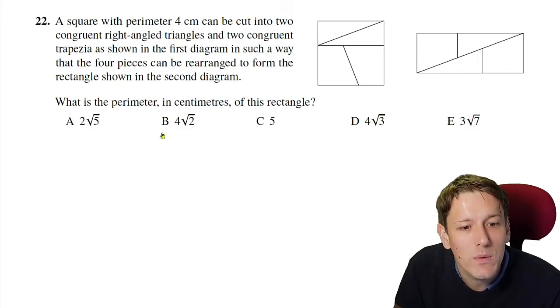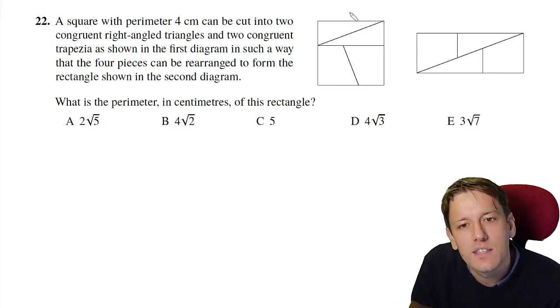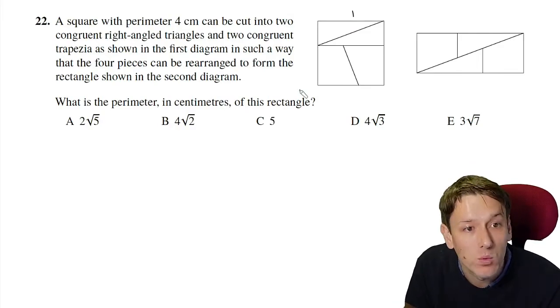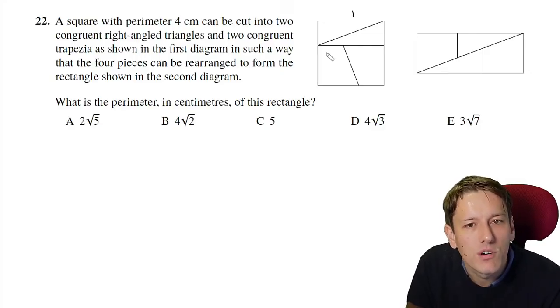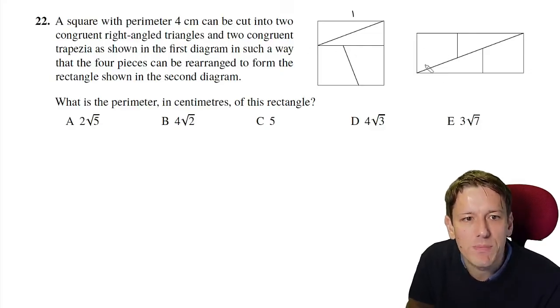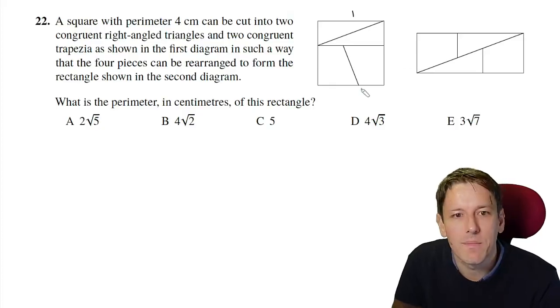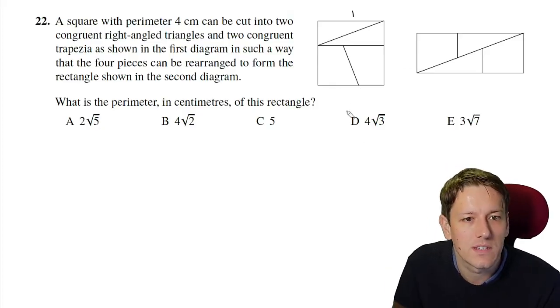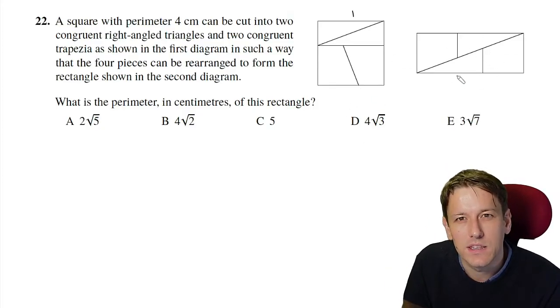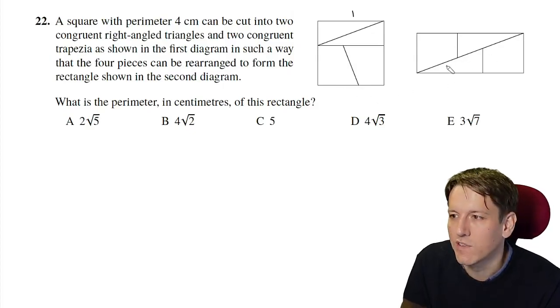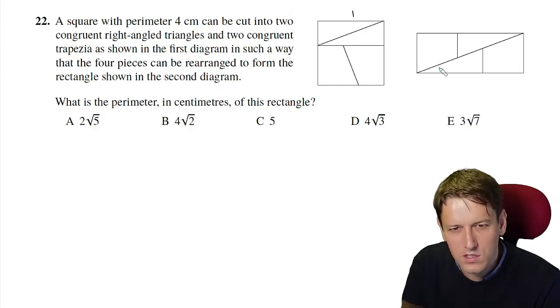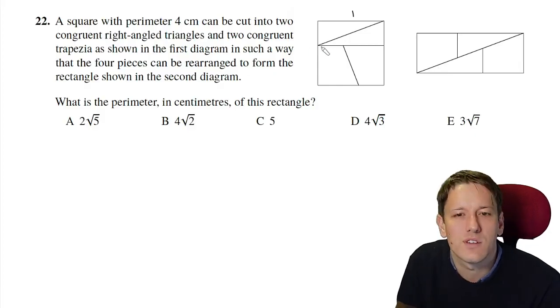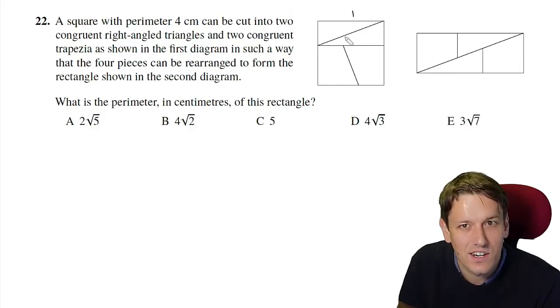So we've got a square with perimeter 4 centimeters. That means that the side length of the square is going to be 1. And it can be cut into 2 congruent right angle triangles and 2 congruent trapezia as shown in this diagram. So the 4 pieces can be rearranged to make this rectangle. And we want to know what the perimeter is in centimeters of this rectangle. So we've got to work out what the lengths are in this picture, I think.